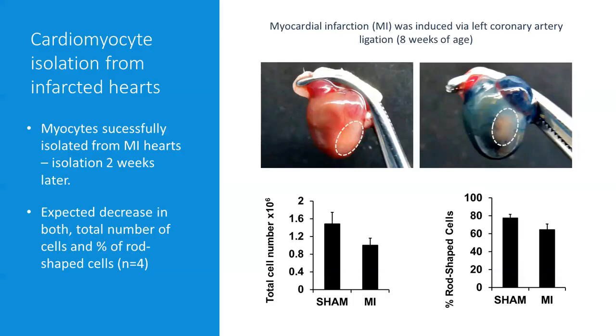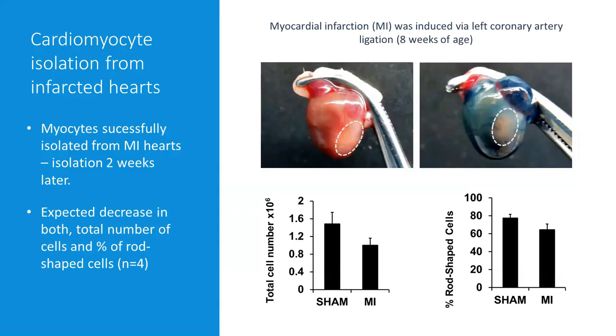You can see, hopefully, a nice region of scar formation on these hearts. And we have quantified the total cell numbers in sham and MI hearts. As you would expect, you get fewer cell numbers. We've also quantified the percentage of rod-shaped cells, which is the graph on the right-hand side. And again, as we would expect, we get a decrease in the percentage of rod-shaped cells in the presence of MI. Of course, you get fewer cells because you get an infarcted region with cell death in that part of the heart, but you're still able to isolate viable myocytes and rod-shaped cells from these hearts.